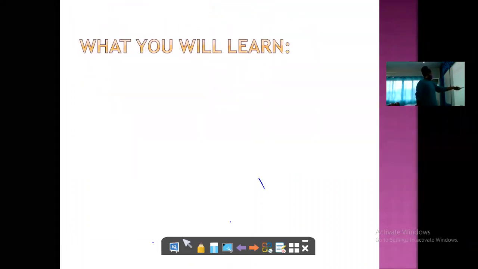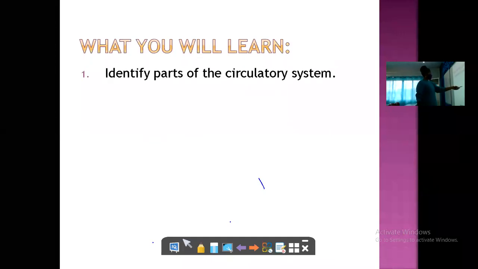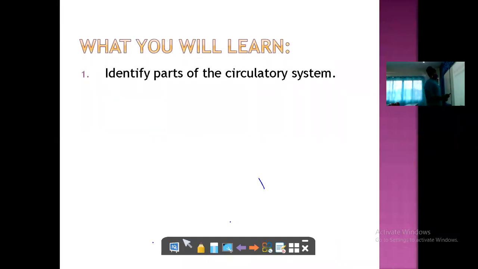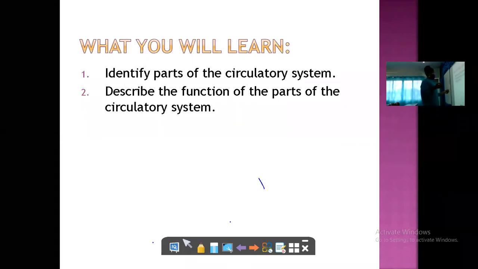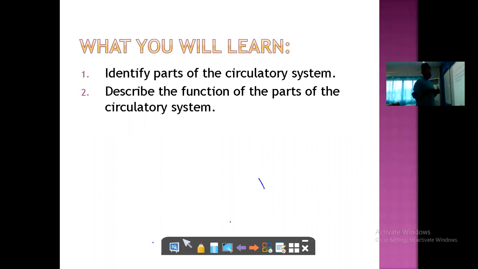Our first objective for today will be to identify parts of the circulatory system. We all know that there are 3 main parts of the circulatory system: 1, the heart; 2, the blood vessels; and 3, the blood itself. The next objective is to describe the function of the parts of the circulatory system. We're going to describe the functions of the heart, the blood, and the blood vessels. I'm given only 20 minutes, so if I speed, you have to speed up with me.